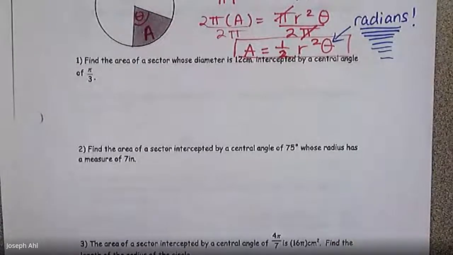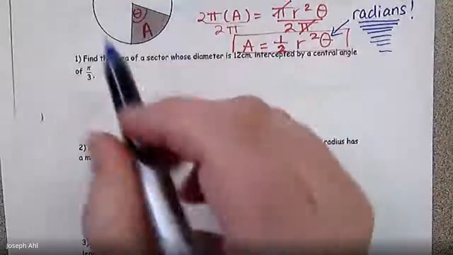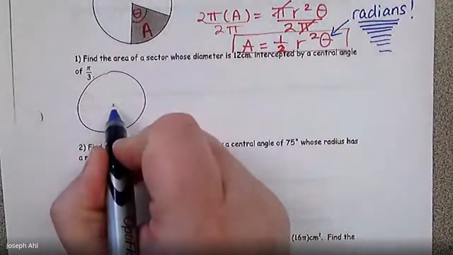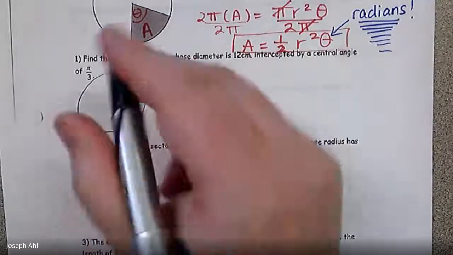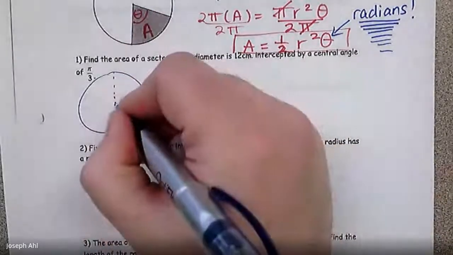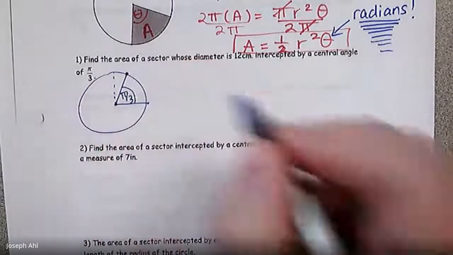So for number 1, we have that we're going to find the area of a sector for the diameter of 12 centimeters. And it's intercepted by a central angle of pi over 3. By the way, you don't have to redraw this picture every time, but just to give you a little bit of an idea, you should have a good instinct as to what pi over 3 looks like. I mean, pi over 2 is 90, so pi over 3 it's a 60-degree central angle. It might look something like this. So here's pi over 3.